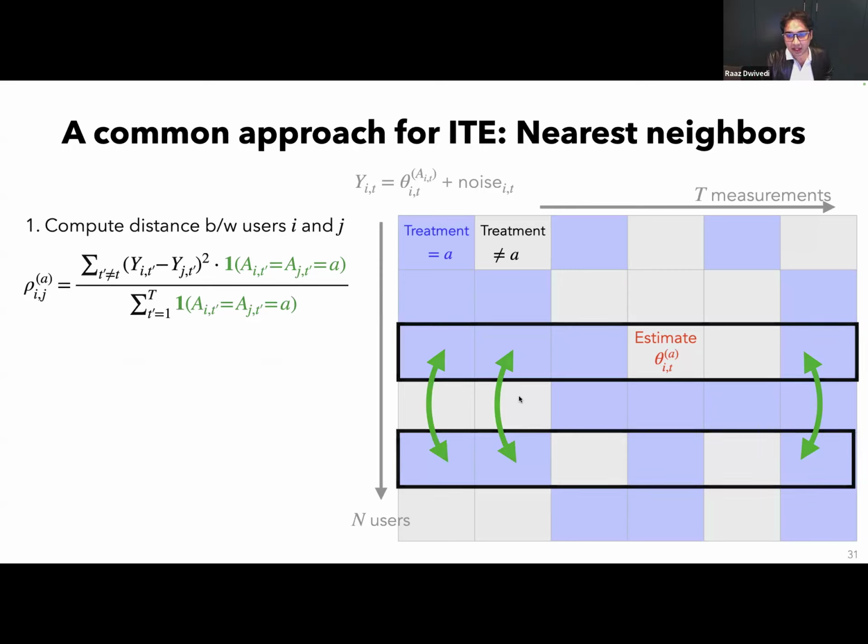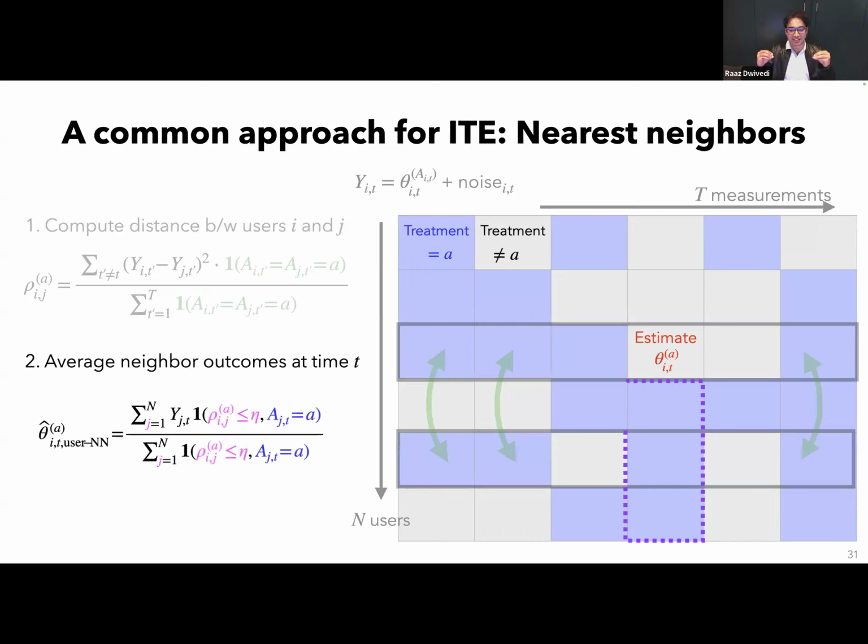And then if this distance is small, you become my neighbor. Although an implicit assumption in defining this distance is that there is sufficient overlap between the rows, so both of them get the same treatment simultaneously quite many times. If the overlap between simultaneous blue patterns is low, we don't consider that user.